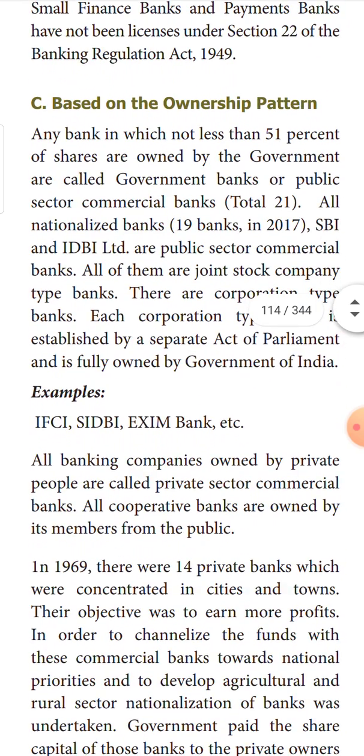Next is how the banks are being classified based on the ownership pattern. Based on the ownership pattern, banks can be called government banks or public sector banks. Suppose not less than 51% of the share capital is owned by the government, then such banks are called government banks or public sector commercial banks. Totally we have 21 public sector commercial banks and all the nationalized banks. What are the nationalized banks? Banks which are taken over by the government are called nationalized banks. 19 banks are nationalized banks as of 2017.